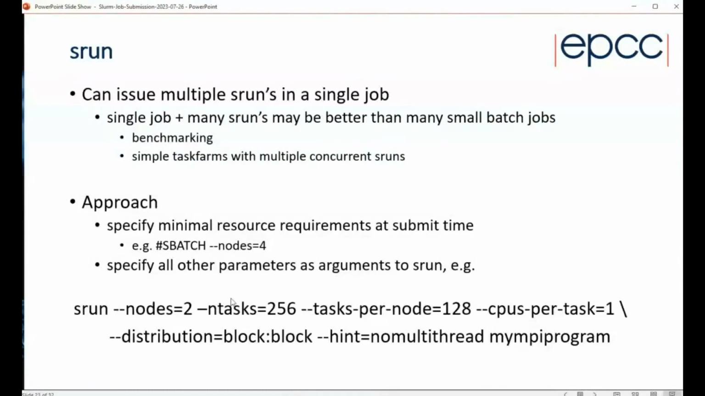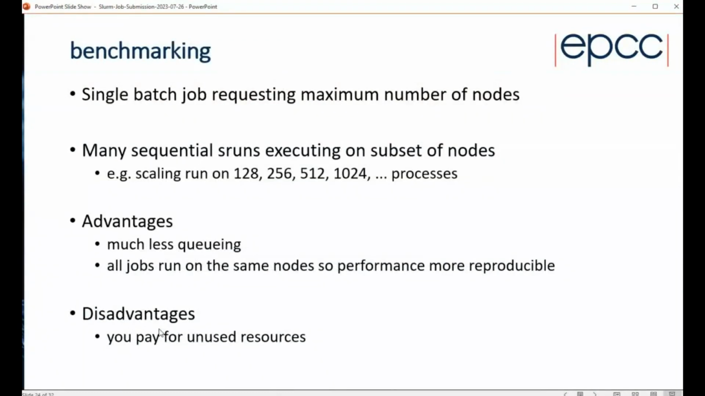I would specify all these parameters here, because if you miss some of them out, they are often inherited from somewhere else or computed in a way you don't want. So whenever your srun parameters are different from the defaults you would expect, I recommend you specify them all, and that works. So why might you want to do this? Well, benchmarking. Often you want to do a scaling run.